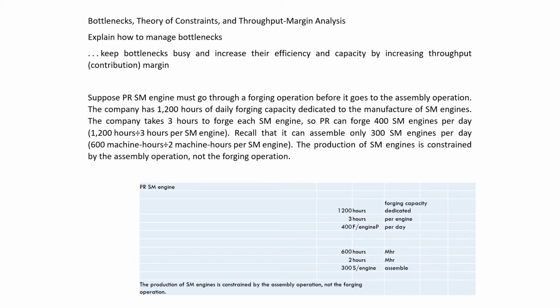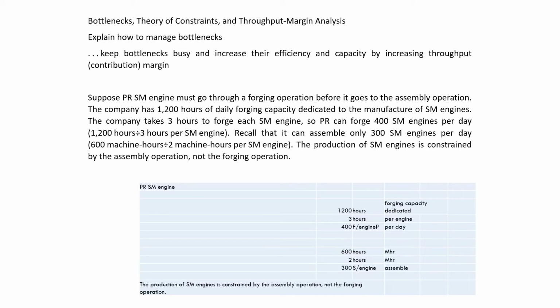So suppose each PR SM engine must go through a forge operation before it goes to the assembly operation. The company has 1,200 hours of daily forge capacity dedicated to the manufacturing of SM engines. The company takes 3 hours to forge each SM engine, so PR can forge 400 SM engines per day. And then recall that it can assemble only 300 SM engines per day. The production of SM engines is constrained by the assembly operation, not by the forging operation. So remember that, that's very important.